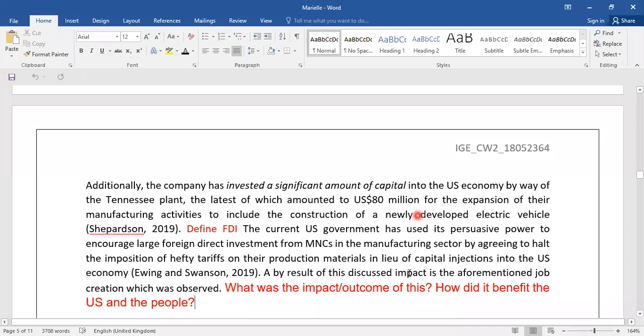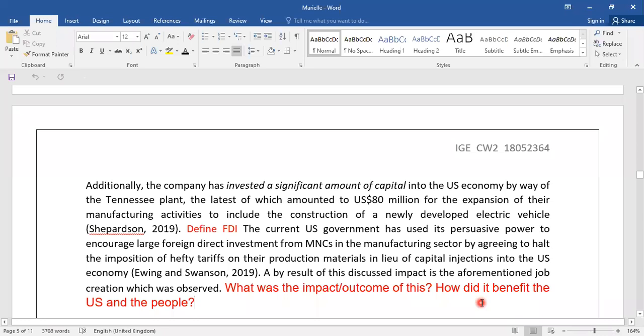It would have made the US a more attractive destination for other MNCs in the rest of the world, because their capital account would have reflected a positive resulting from this $80 million injection of FDI. Do you understand what I'm doing, class? I'm taking Mario's exact information, but I am integrating it with the theory that you're expected to discuss. Theory on FDI, theory on the balance of payments, theory on the capital account.